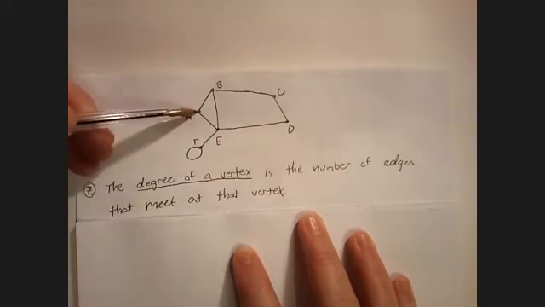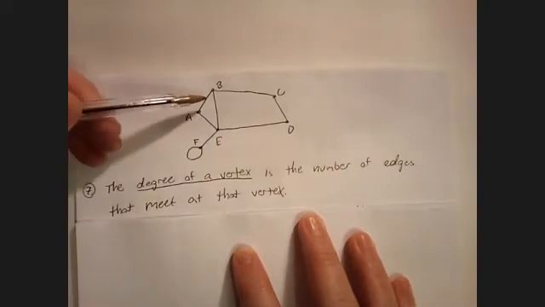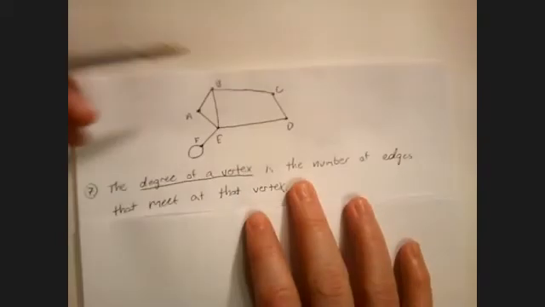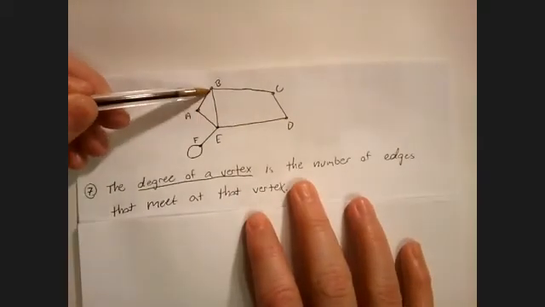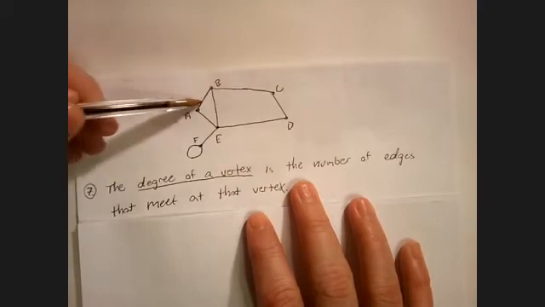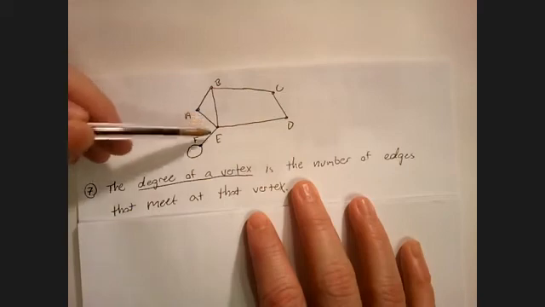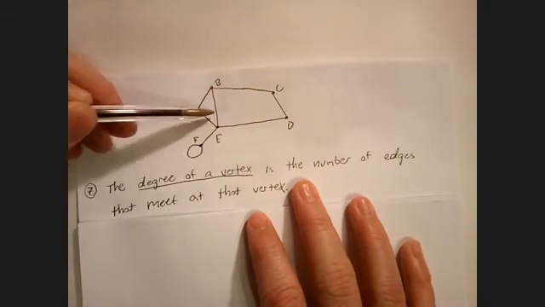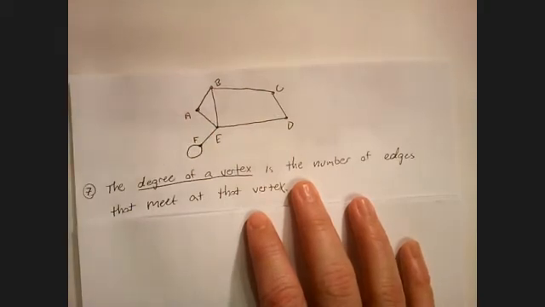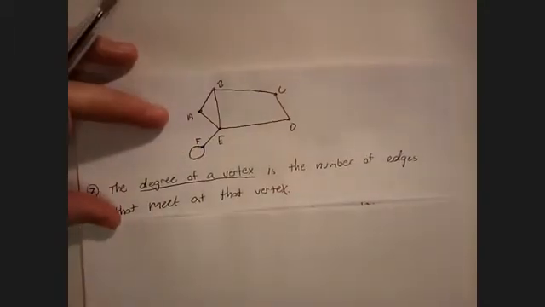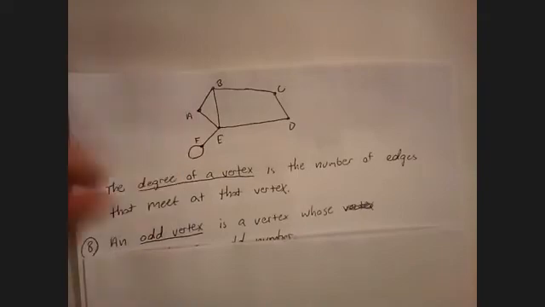So A, for instance, there are 2 edges. Boom, boom. So the degree of A is 2. The degree of B, notice there are 3. Boom, boom, boom. So the degree of B is 3. The degree of E is 1, 2, 3, 4. Now what happens at F? That's weird. All right, we'll get to that, don't worry.